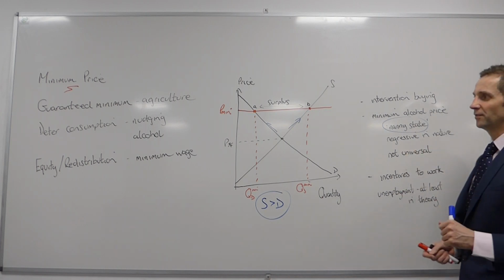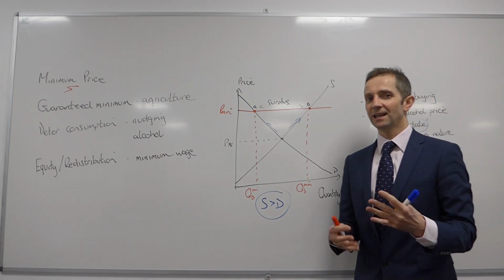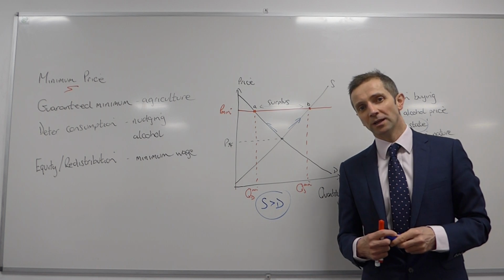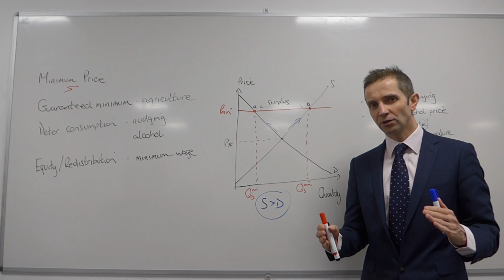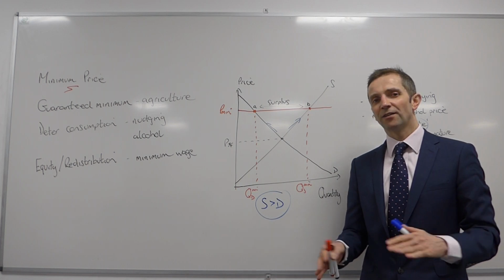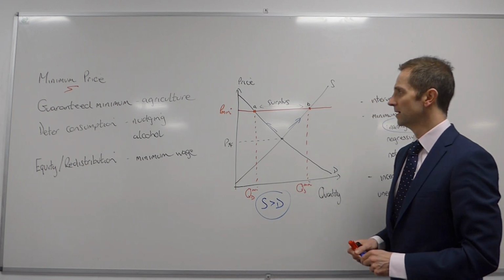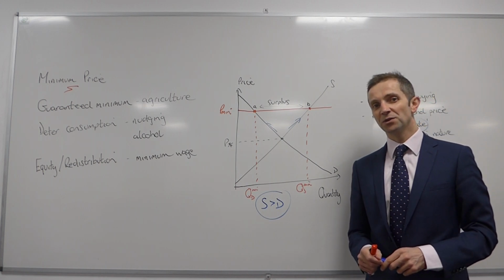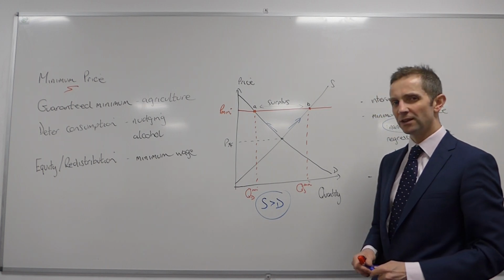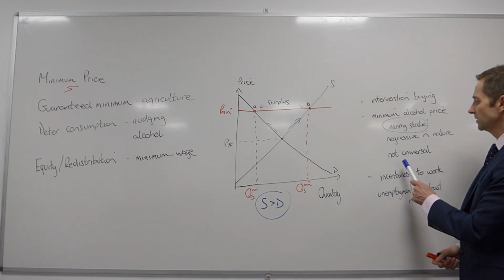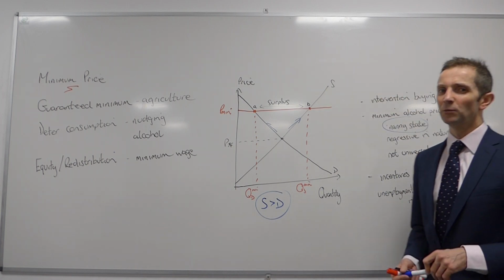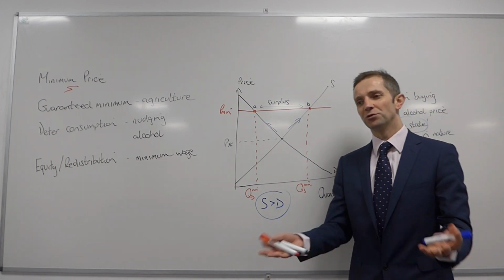It's also regressive in nature, because it is empirically shown that the groups in society who tend to consume the most alcohol tend to have the least amount of disposable income, and so you're penalising those who can least afford it. It's very regressive in that respect, a bit like VAT. And it also doesn't really work unless it's universally introduced.